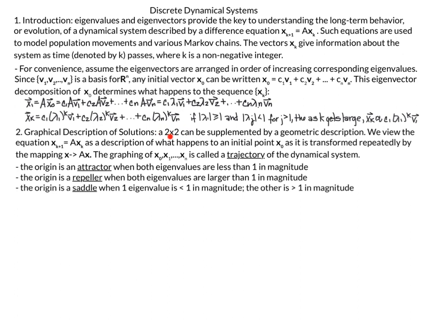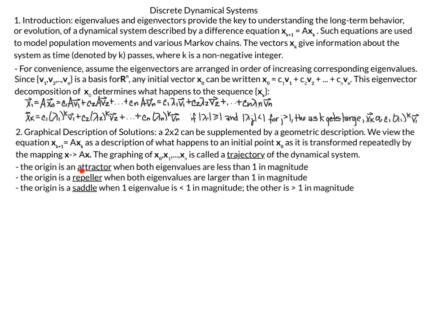When A is a 2 by 2 matrix, we can supplement our algebraic considerations up here with a geometric description. We will view the equation x of k plus 1 equals A x of k as a description of what happens to an initial point x naught as it's transformed repeatedly by the mapping x goes to Ax. The graphing of the sequence x naught, x1, up to xn is called a trajectory of the dynamical system. So that's what we'll be doing. We'll be graphing the trajectories.